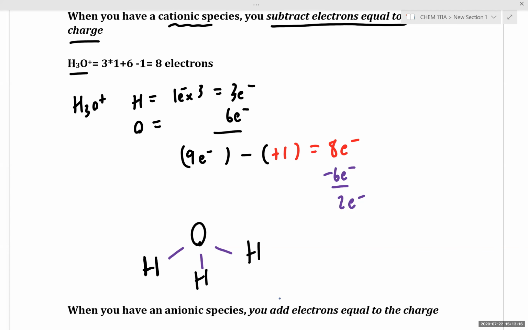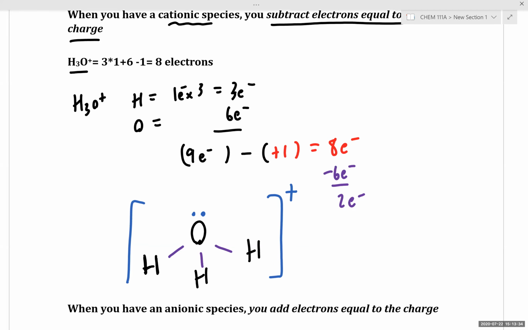Oxygen, okay. Perfect. So this is a complete structure for H3O+, but if you have a charged species, you put the entire structure in brackets and you specify the charge, in this case +1. Now let's look at anionic species.